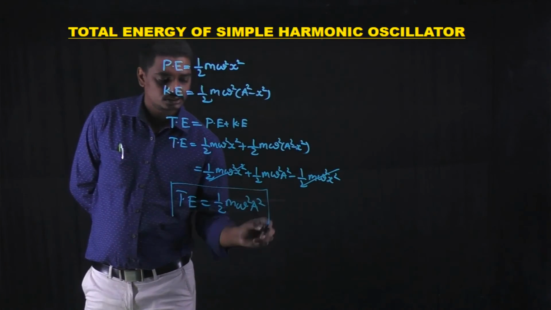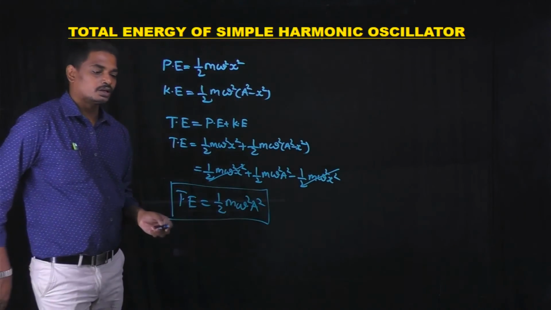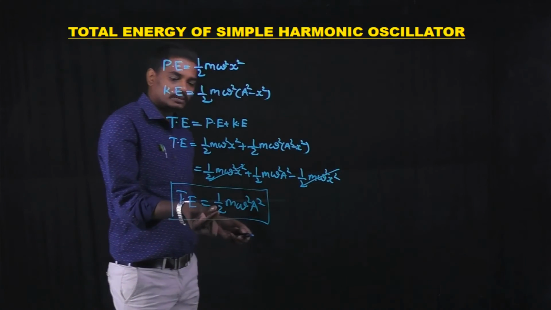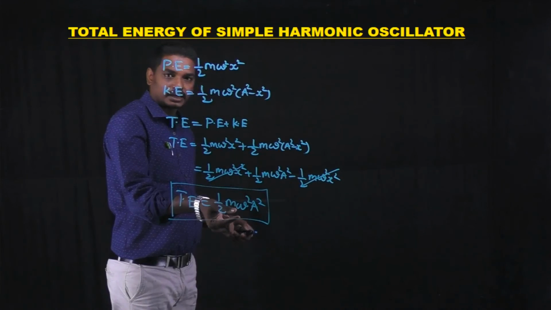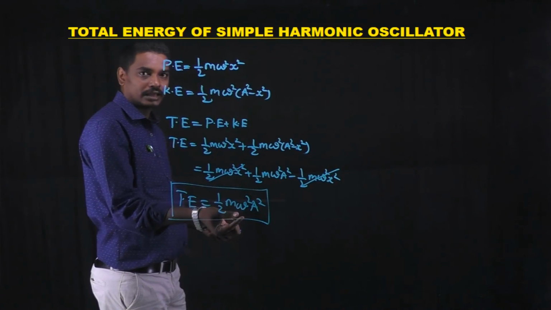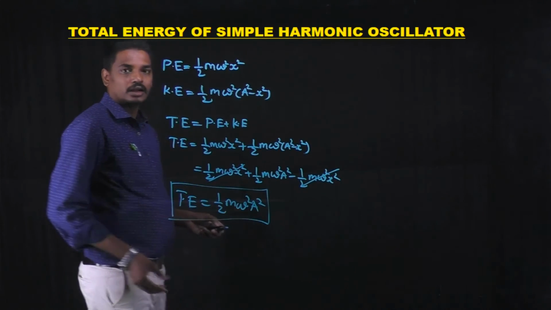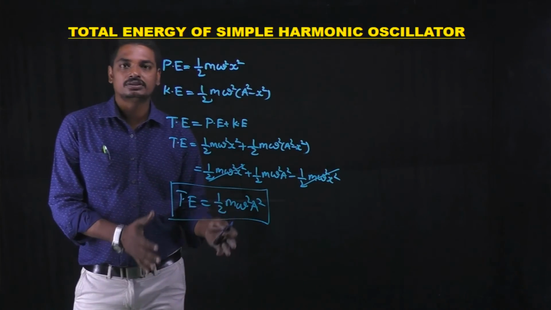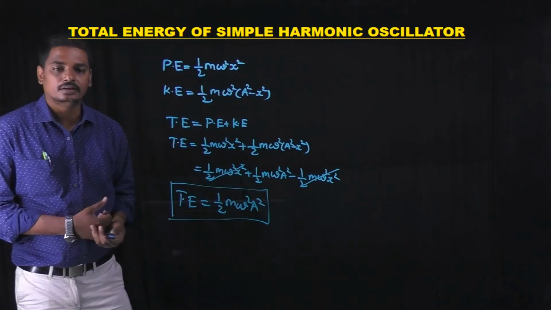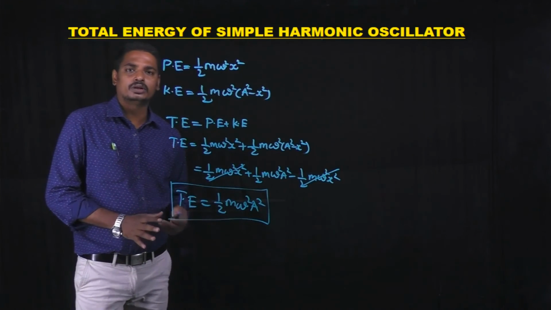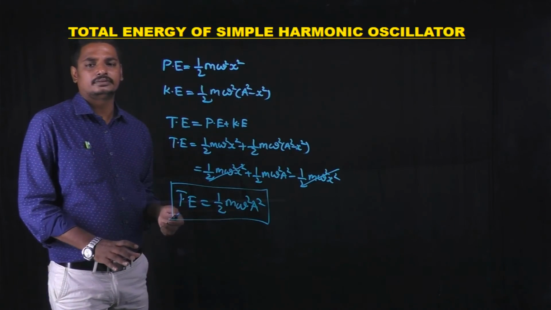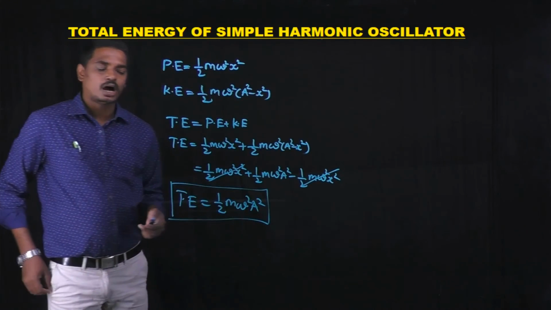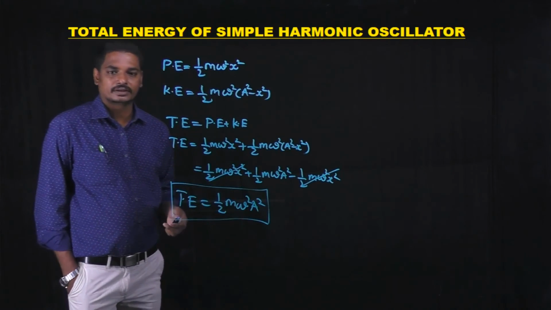So this is the expression for total energy. Here you can see that the total energy depends upon the mass of the particle, angular frequency of the particle, and the maximum amplitude of the particle. So as they all remain constant, the total energy of the particle performing simple harmonic motion remains constant. So the expression for total energy is half m omega square a square.